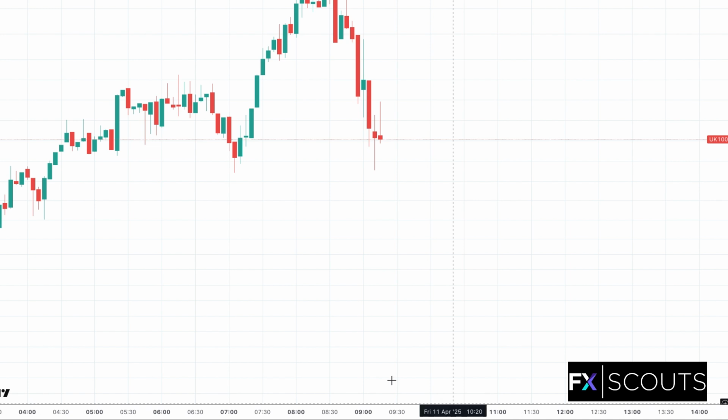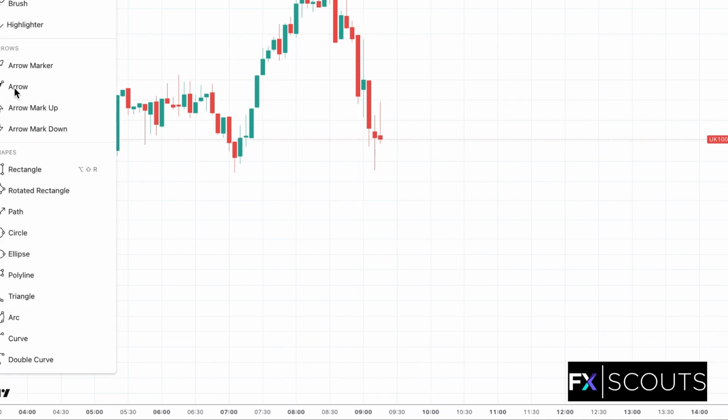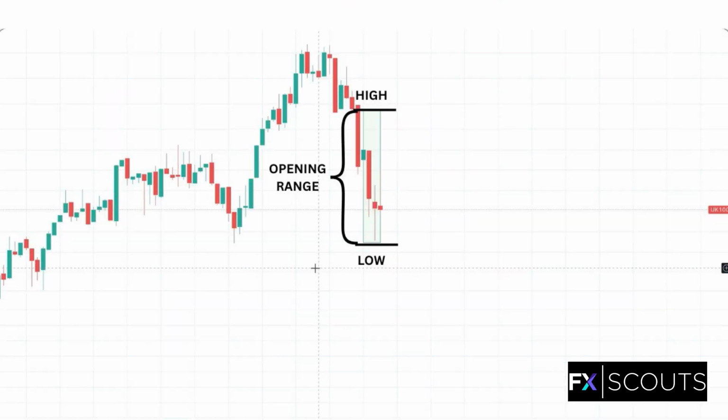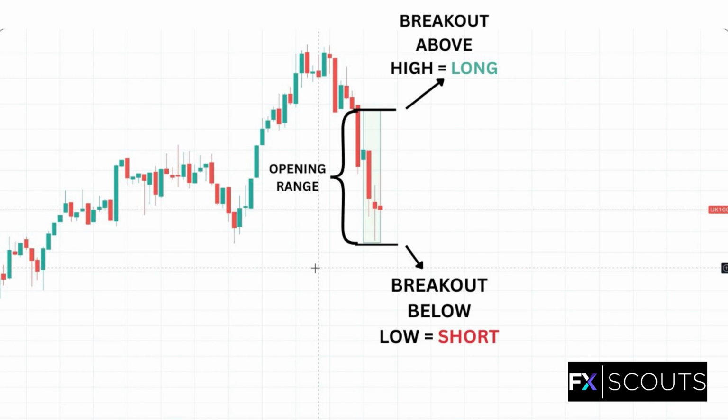And there are three basic components to the ORB. Firstly, you're going to wait for that initial range to form. You'll draw a box around the high and low of that period. Then you'll only place trades if the price breaks out above or below that range in the direction of the breakout. So for example, if the price breaks above the high of that range, then it signals a bullish continuation, and so we go long. And if the price breaks below, it suggests that there is more bearish momentum, and so we'll go short. This helps you to avoid chasing early volatility and gives you a clear entry point.